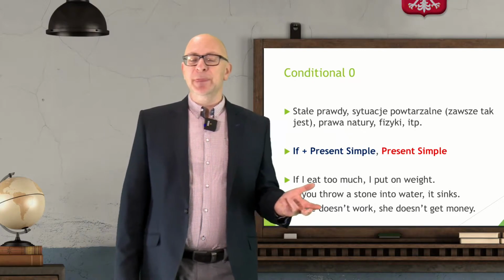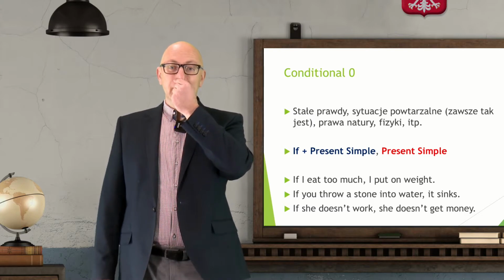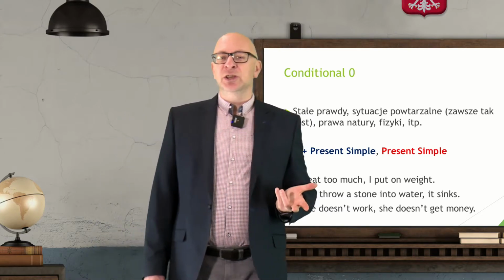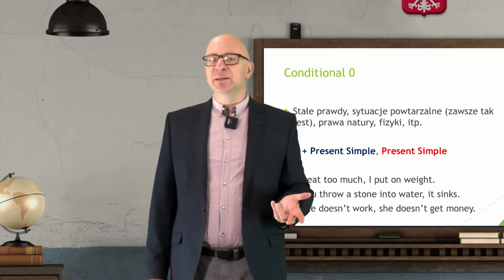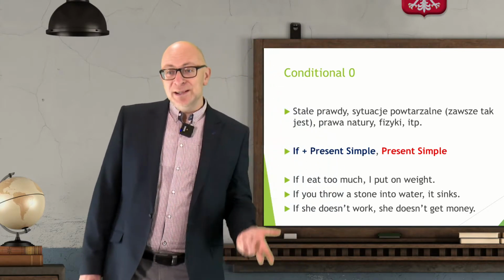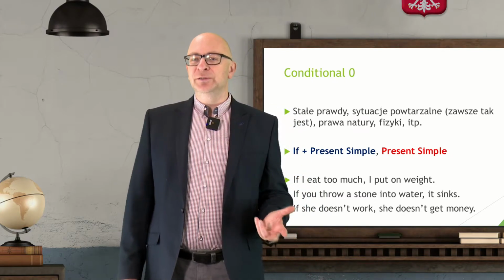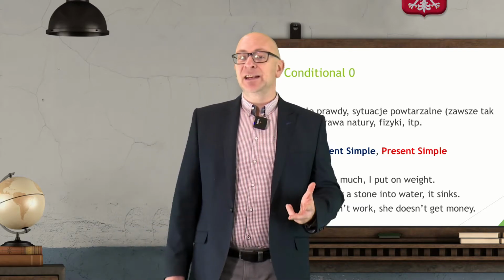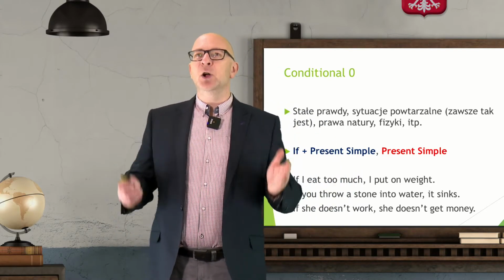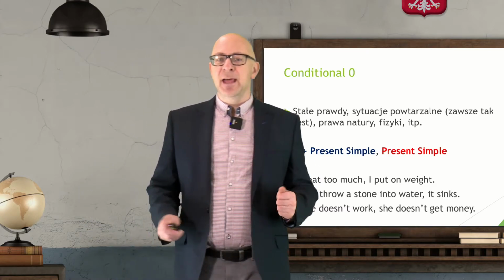conditional zero. This is the easiest of all the conditionals. As you can see here, it expresses constant truths, the situations which are repeatable, which are constant, which always happen in the same way. The laws of physics, I don't know, chemistry, nature, things like that. Generally, things that always happen in the same way. So they are constant.